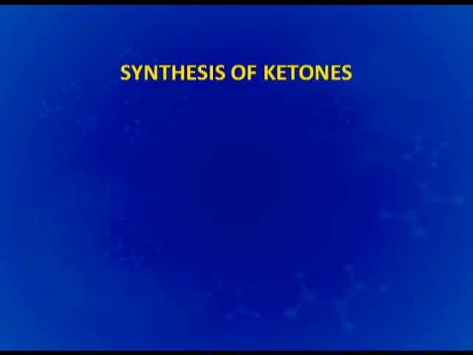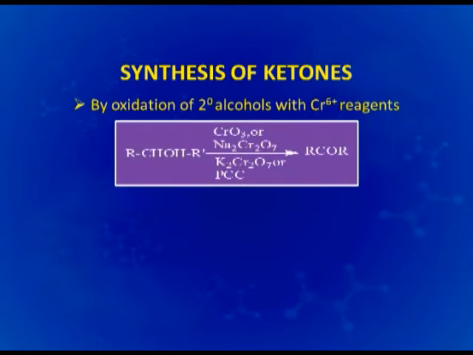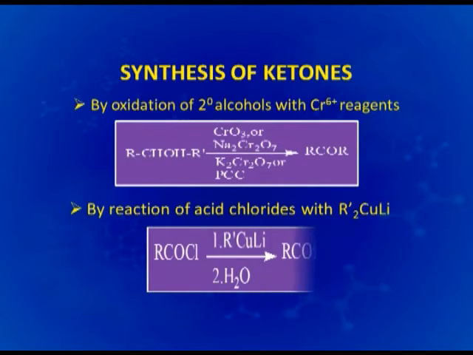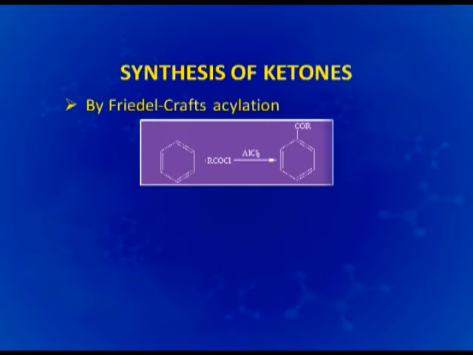And next we will move on to the synthesis of ketones. These are also the general methods to prepare the ketones. First one is by oxidation of secondary alcohols with chromium reagents. Second one is by reaction of acid chlorides with alkyl cuprates, and the third one is the Friedel-Crafts acylation, and the fourth one is hydration of alkynes.